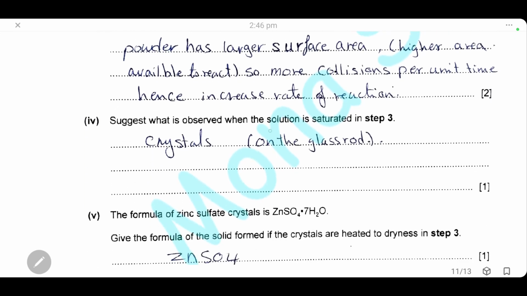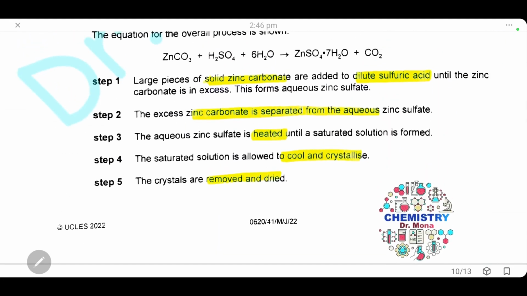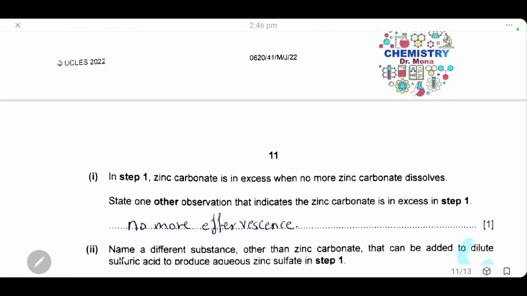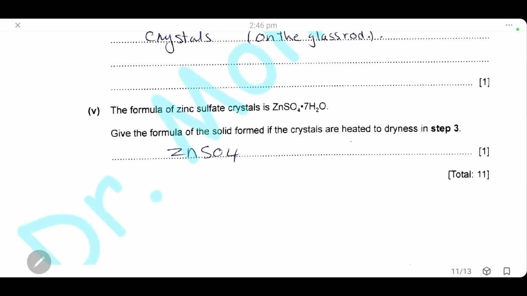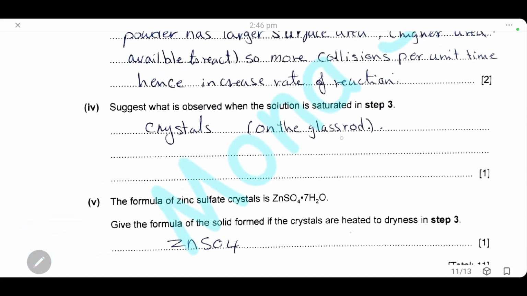Suggest what is observed when the solution is saturated in step 3. Here, in step 3, the aqueous zinc sulfate is heated until a saturated solution is formed, so here we can do the test for the crystallization point, in which crystals are formed on the glass rod.